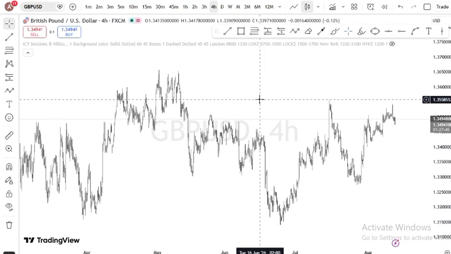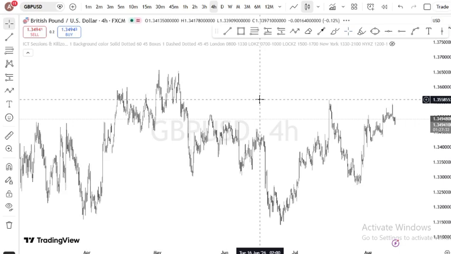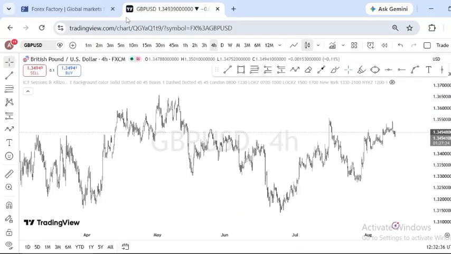Today I want us to do a brief fundamental and technical analysis on GBP USD. Without wasting much of our time, let's quickly dive into the fundamental analysis before the technical analysis.